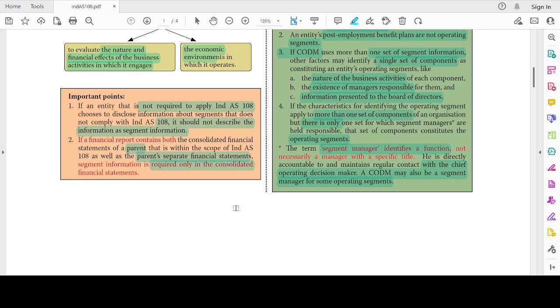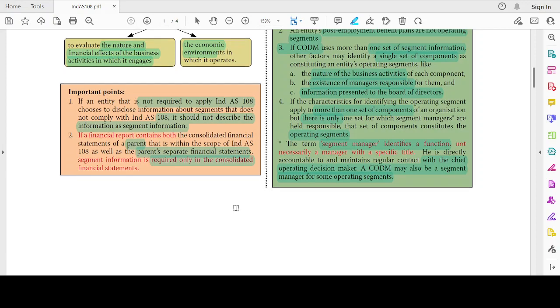Here again, like we had the CODM, segment managers are also identified by function and not by designation, that is, title alone. It is a position where he is directly reportable to the CODM, that is, one level below the CODM. But in some cases, when the branches or divisions are of high importance, the CODM can himself be a segment manager.